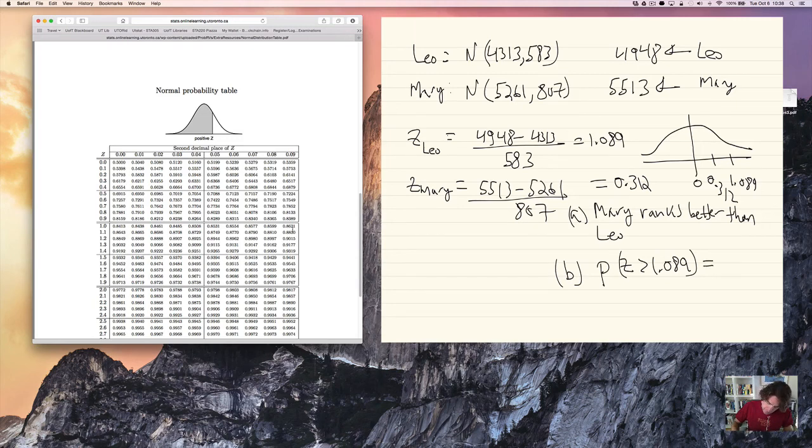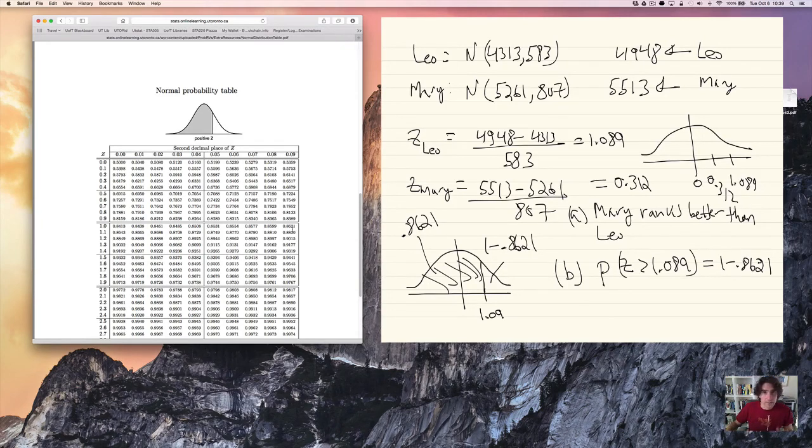So this is 1 minus 0.8621, because what we're given on the normal table is that for 1.09, the area over here is 0.8621. Therefore, the area that we're interested in has to be 1 minus 0.8621.